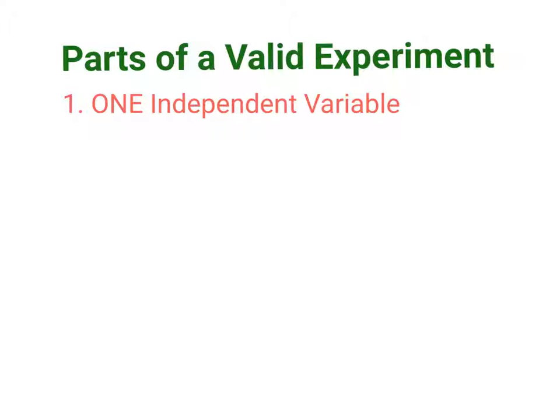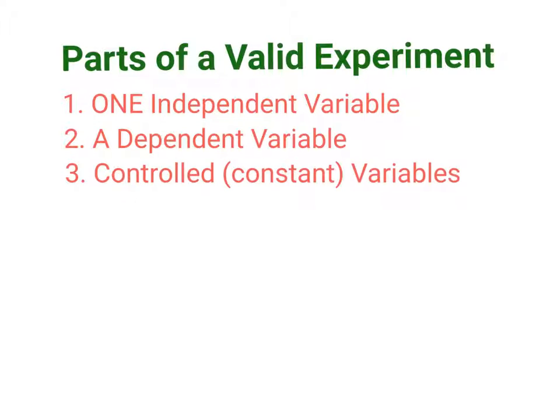The first is that it contains one and only one independent variable. The second is that it contains a dependent variable. You can actually have more than one of these, but for the most part, you're really only going to have one dependent variable. The third is that it has controlled or constant variables, and there's usually a lot of these in an experiment. And the last is a control group, which is something that you compare the rest of your data to.